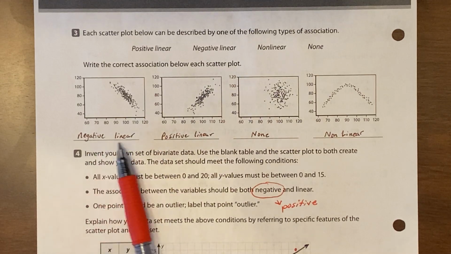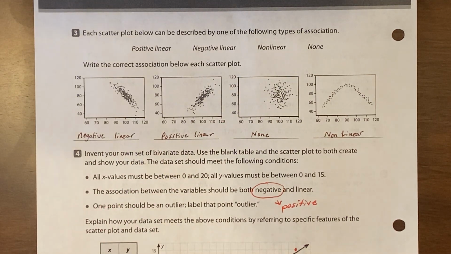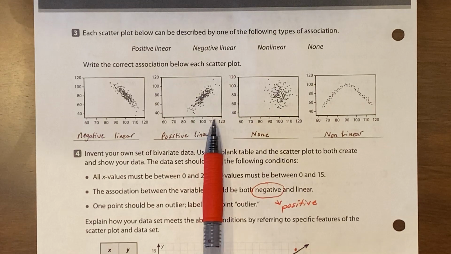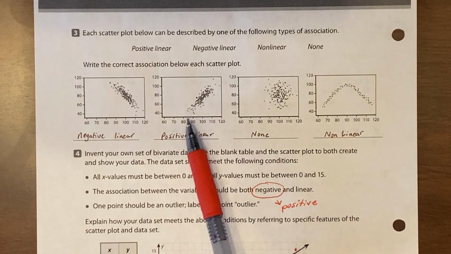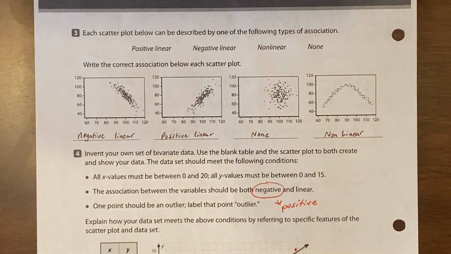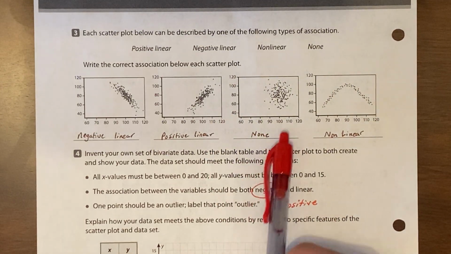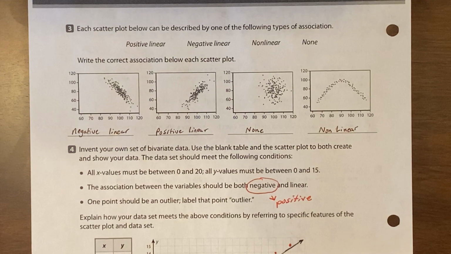So we would say this is negative linear association, okay? Looking here, once again, it generally looks like we could put a line right there. And it looks like it's going uphill, so we would call that positive linear. So that means the last two are either none or non-linear, okay?